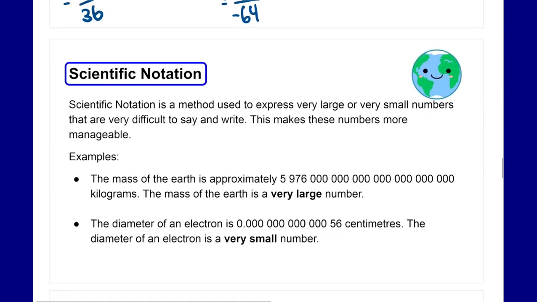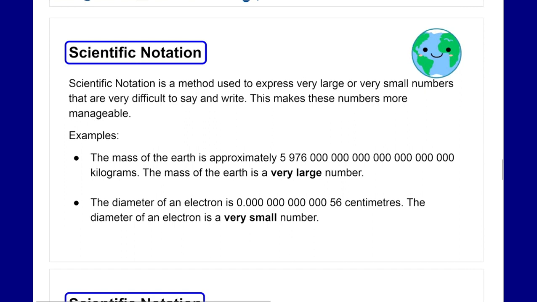Now, with negative and positive exponents, we can work with scientific notation. Scientific notation is a method used to express very large or very small numbers that are very difficult to say and write. So it makes these numbers more manageable. For example, the mass of the Earth is approximately 5, 9, 7, 6, and then 21 zeros, and then kilograms. So it's a very large number. Similar to the diameter of an electron, it's a very small number.